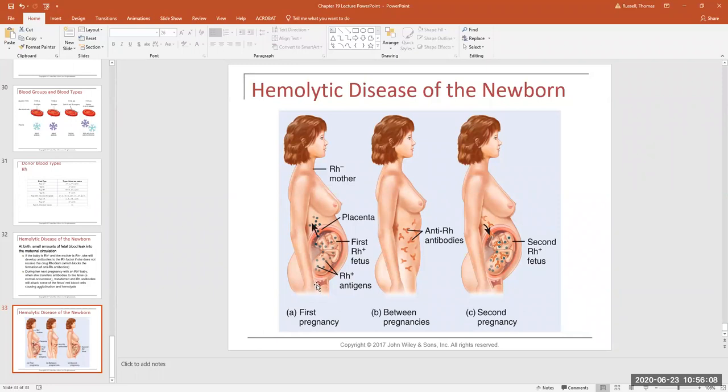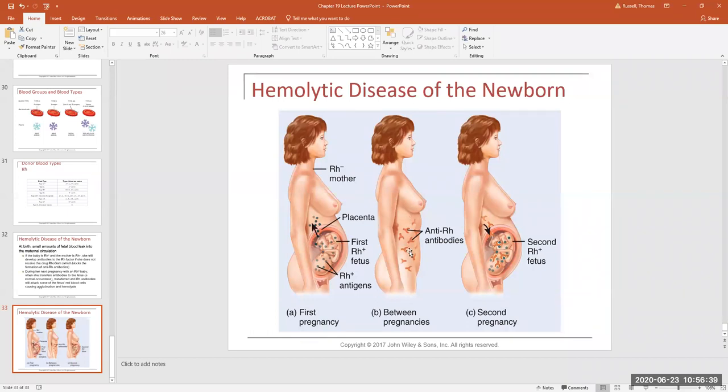All right. Now, if the mom did not get Rogam at birth, the placenta rips away from the uterine wall and there's a little bit of mixing of mommy's blood and baby's blood. So the Rh antigens from the baby's blood get into the mom's body. The mom's immune system recognizes the Rh factor as being foreign and starts to produce anti-Rh antibodies. This is wherein lies the whole problem.